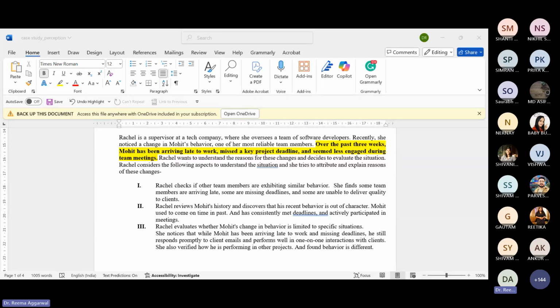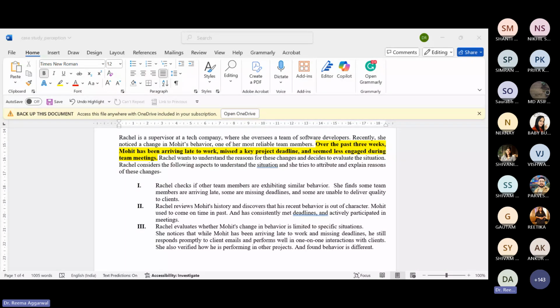We learned in the attribution theory that you attribute a behavior to internal and external factor. Now, when Rachel is attributing Mohit's behavior in the case study, then there are chances of certain biases which you could come across. Biases that we will be studying in this class are two. One is fundamental errors of attribution and second is self-serving bias.